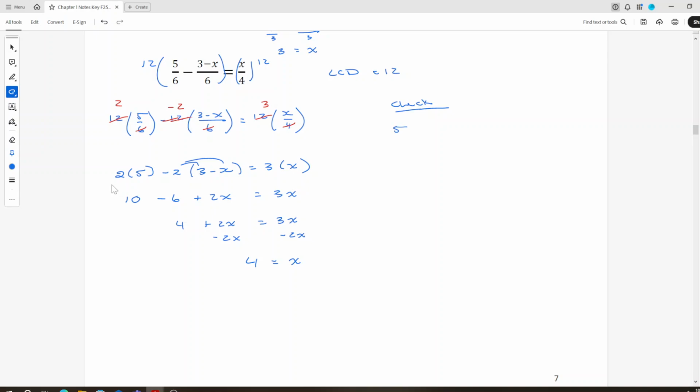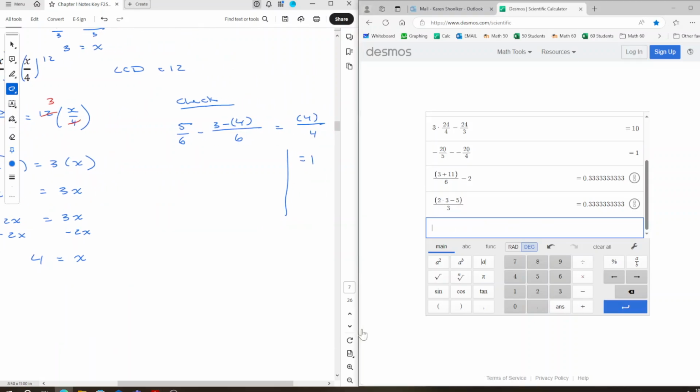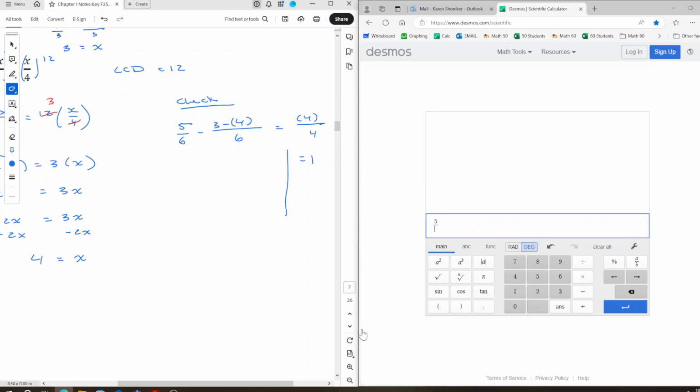If I plug in x is 4, I've got 5 divided by 6 minus 3 minus 4 divided by 6. Does that equal 4 divided by 4? Okay, well, I know the right-hand side is going to be a 1. Let's check the left-hand side. So I've got 5 divided by 6 minus bracket 3 minus 4 unbracket divided by 6, which also gives me 1. Yay, I didn't make any mess ups. So my solution is 4.